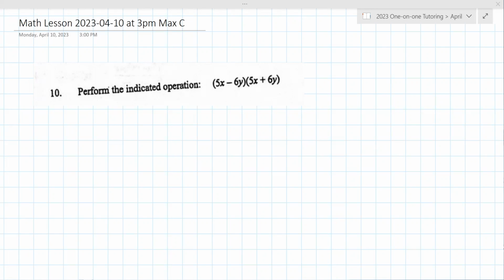All right, so let's perform the indicated operation. We know that it's going to be a FOIL operation. So you're going to take that 5x and multiply by 5x. 5x times 5x, like that. Can you tell me what that is?